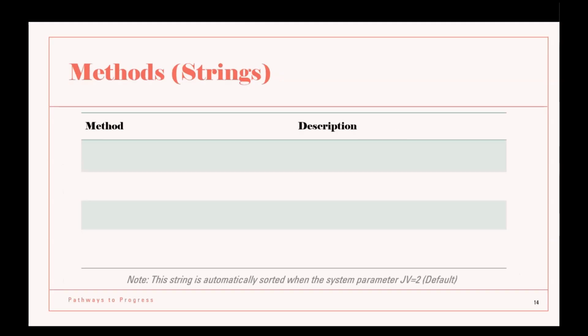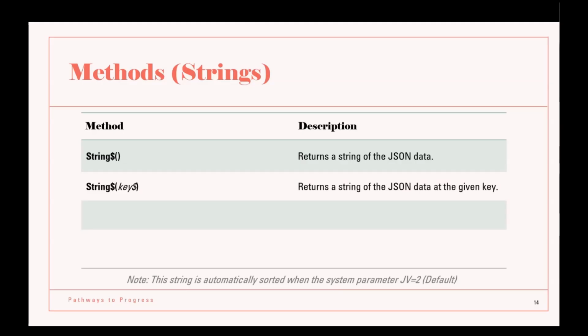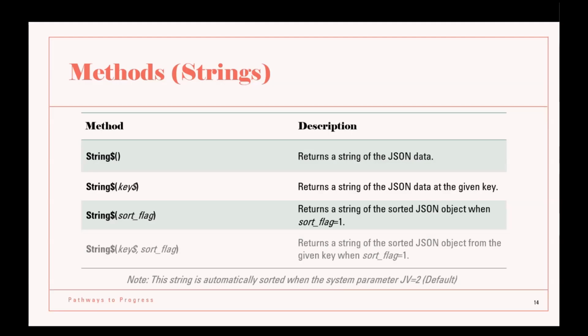So next, we have our string functions. The string function will simply return a string of your JSON object in the exact same format as using the dim list edit on the associative array. We can even provide a key, which will return a string of a specific subobject. There is also a sort flag to sort the return string, but keep in mind that this is only useful when the JV or JSON version system parameter is less than 2, since a JV of 2 will automatically sort the displayed JSON data. And of course, we also have the key and sort flag version as well.